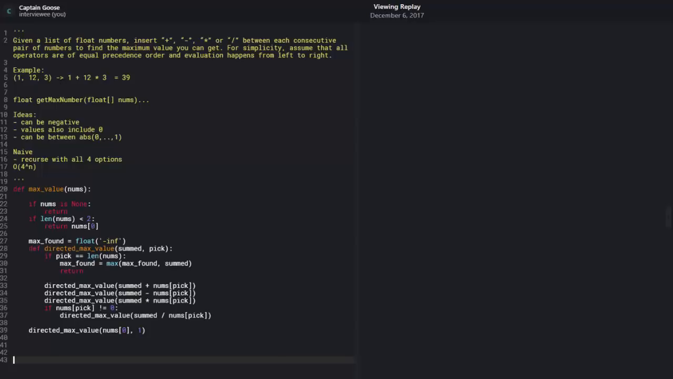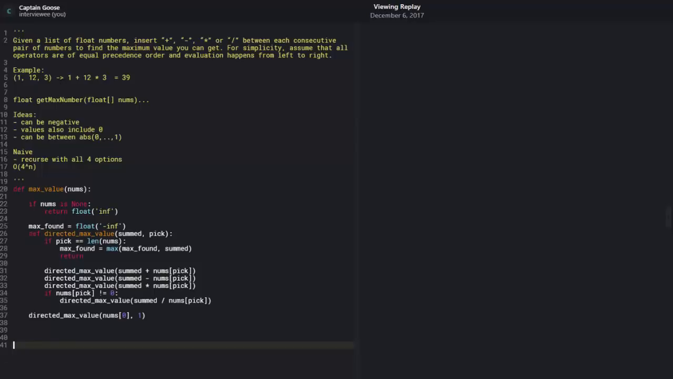Right. So reasoning through the code that I wrote so far, my max bound starts off as negative infinity, which is as low as I can go. Then my starting sum is just going to be the first value, and starting from the first index, I'm going to try to add it, subtract it, multiply it, and divide it. And then I made a mistake. This is supposed to be pick plus 1 for all of them. I'm just going to recurse. As soon as I'm done making all of my picks, which means that pick is equal to the length of nums, I check if my max found is less than the summed value I got. If it is, then I update my max found.